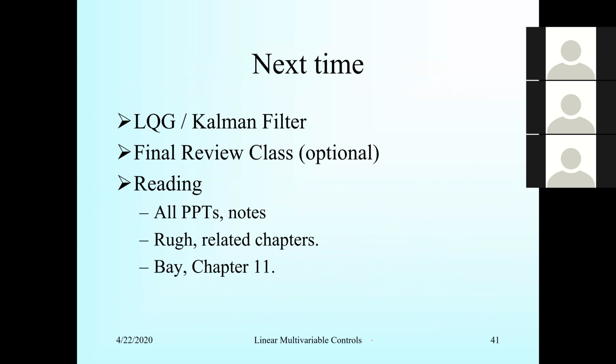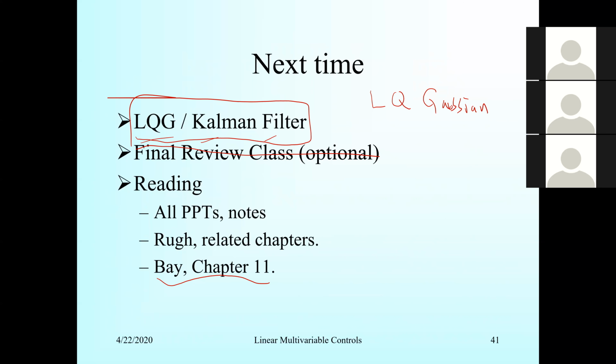So next time, I hope we're not going to do a final review. We're not going to talk about the final exam. So please continue to read chapter 11. We are going to do LQG. A lot of people have heard about the Kalman filter, but what is LQG? LQG is linear quadratic Gaussian. I hope you have some basic understanding of Gaussian, so then you don't feel the Kalman filter is so sophisticated. It's actually within the linear multivariable control framework.